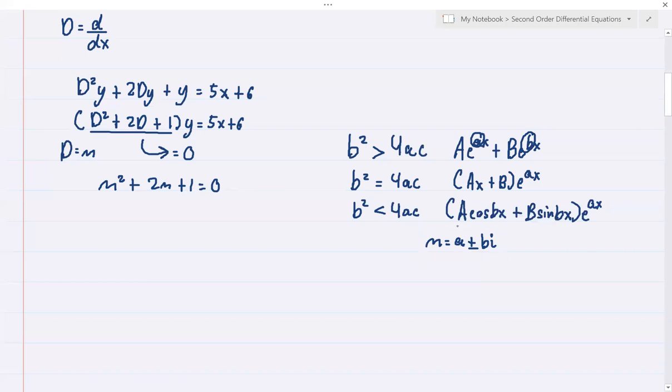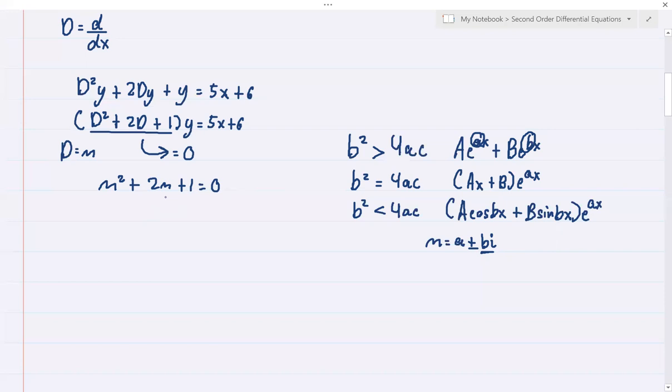So what would be your constant term here? Your a, that would be your small a here. And what would be your partner of your imaginary number, which is your small b, will be the input of your trigonometric functions. Okay?